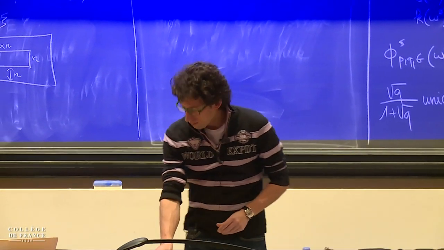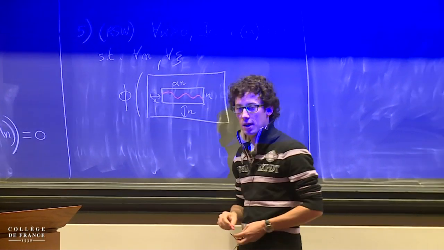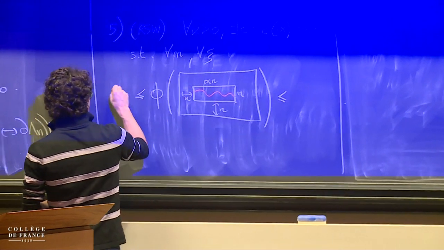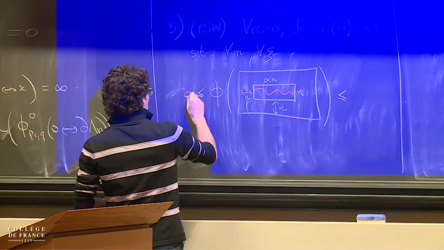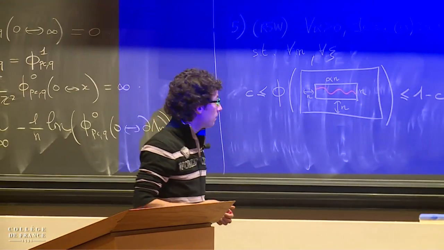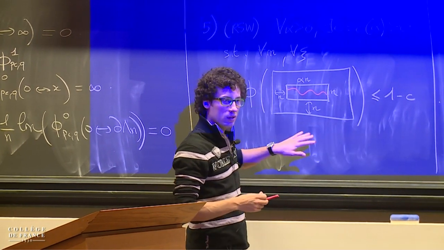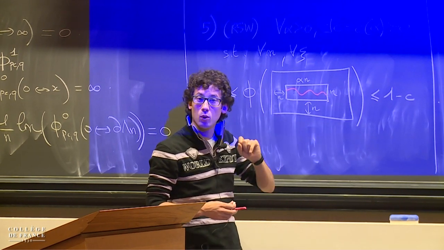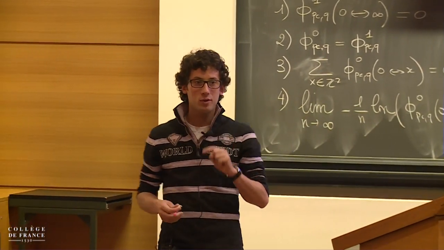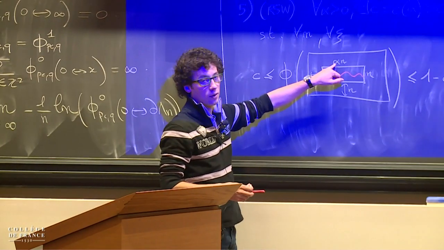What Russo-Seymour-Welsh is going to say here is that the probability of having an open path from left to right in this case is always bounded from below by C of alpha and always bounded from above by 1 minus C. So what does it mean? If you forget about the boundary condition and the big box, this is exactly the statement of Russo-Seymour-Welsh: you cross a rectangle, whatever the aspect ratio, with probability bounded away from 0 and 1, and this bound depends only on the aspect ratio alpha.